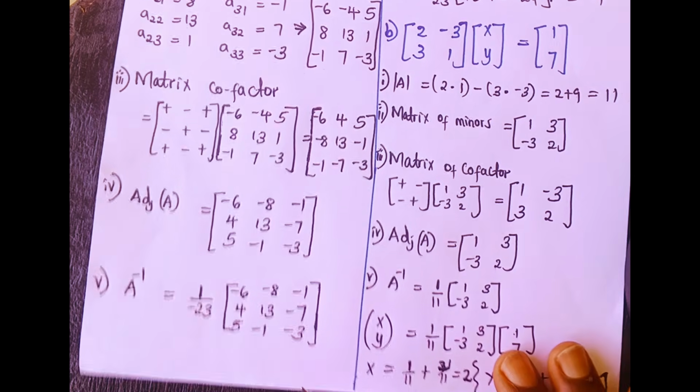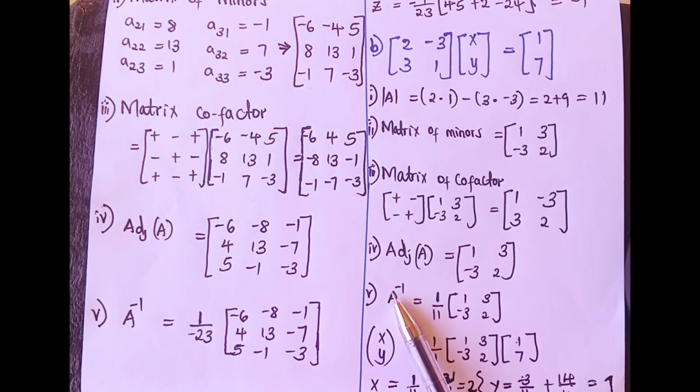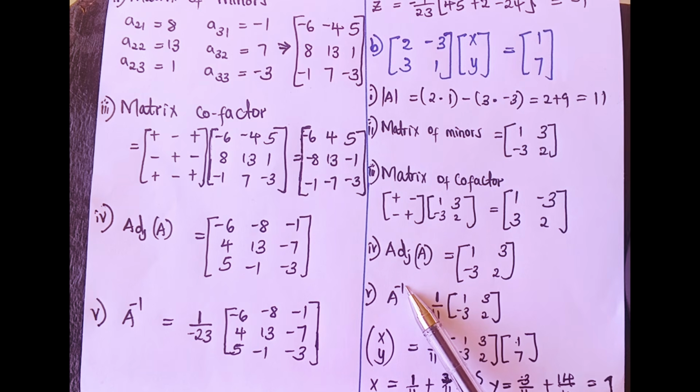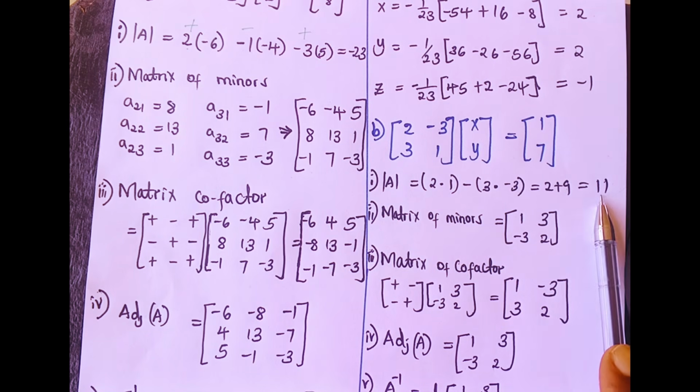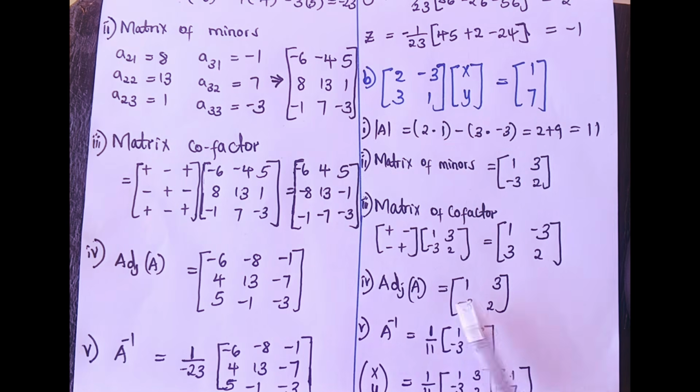After finding the adjoint, the fifth and last step is to find the inverse of this matrix. The inverse of the matrix is going to be equal to 1 over the determinant. You remember the determinant we found was 11. So it's going to be 1 over 11, multiplied by the matrix 1, 3, negative 3, 2, which was the adjoint.